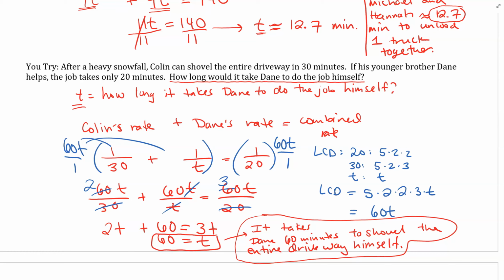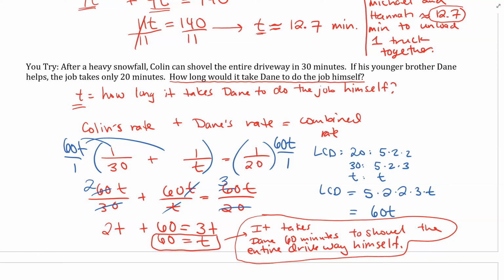And Colin's individual rate would be one driveway every 30 minutes. Dane's rate is one driveway every unknown amount of minutes. We don't know how long it takes him to do a driveway himself. And then this is their combined rate. So together it takes them 20 minutes. So one driveway every 20 minutes would be their combined rate. So then you have to find a lowest common denominator between all of the fractions and then multiply it to everything to cancel all the denominators.